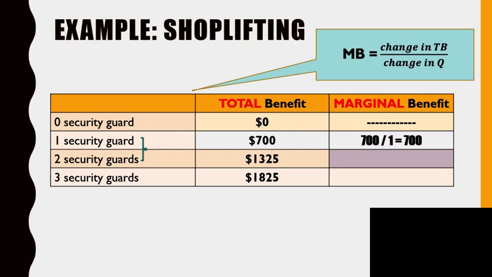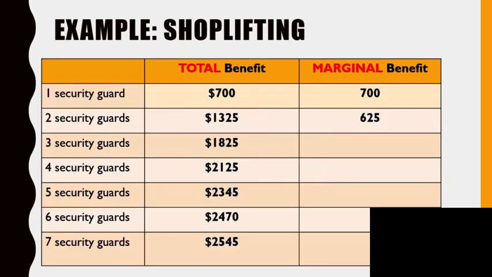All right, our next margin is 1 to 2. We've already gone from 0 to 1. Now 1 to 2 guards. So again, change in quantity is 1. Our total benefits go from 700 to 1325, or 625, right? Total benefits increased by 625. So the marginal benefit of hiring the second guard, not 2 together, but the second guard, is 625.